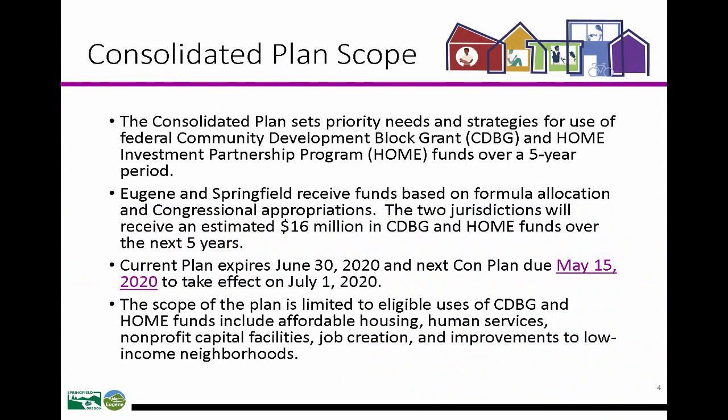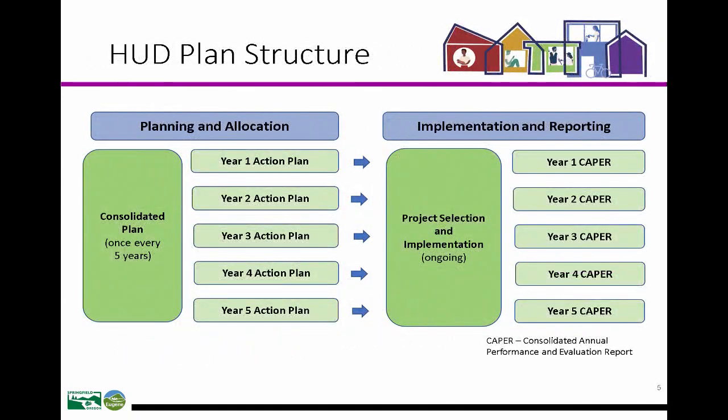So just real briefly, the scope of the consolidated plan: it sets the priority needs and strategies for the use of federal community development block grant and home investment partnership program funds for a 5-year period. It is a menu, and so really it doesn't have any dollars attached to it, but it does set the menu for what you can do with those resources over a 5-year period. Each year, we do an action plan in addition to the consolidated plan, so we're also starting work on the action plan for the first year right now.